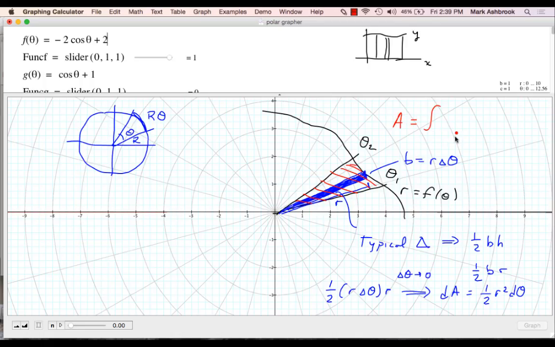integral from theta 1 to theta 2, and we're going to sum up all the little triangular slivers. 1/2 r squared d theta. And what is r? What is r? That's changing, right? So that's why we need integration, because that r is changing dependent on theta. So theta 1 to theta 2, 1/2 f of theta squared. It's the same as saying this.